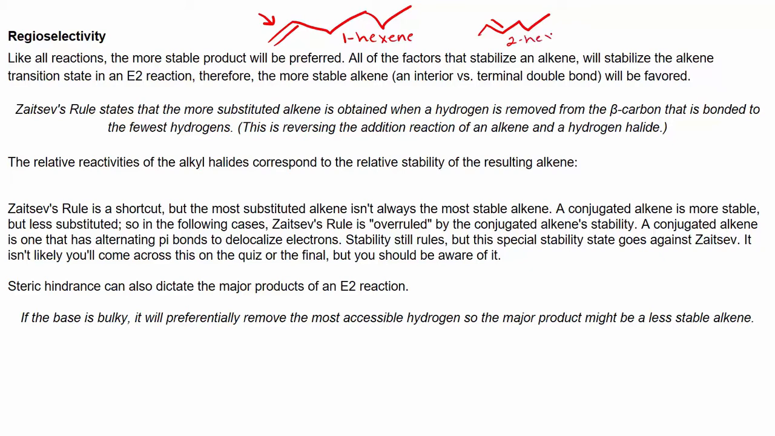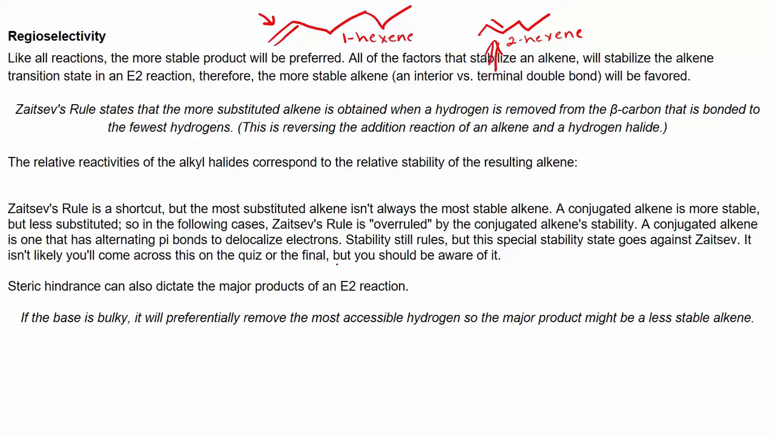Remember those enthalpy values. Now there's a rule, and it's called Zaitsev's rule. Zaitsev's rule states that the more substituted alkene is obtained when the hydrogen is removed from a beta carbon that is bonded to the fewest hydrogens. Well, what does that mean? That means we want to form internal alkenes if we can. Now, Zaitsev's rule is a shortcut, but it is not always the case. Again, it always works until it doesn't.